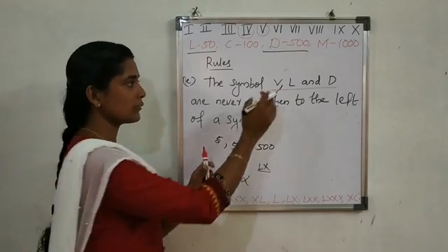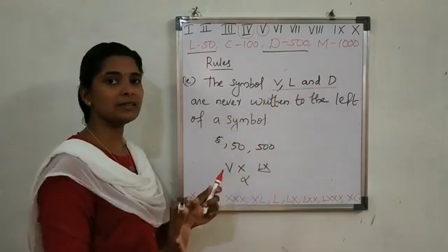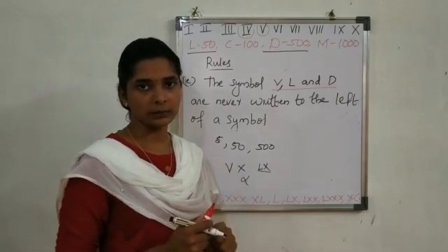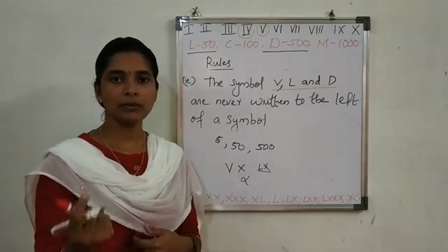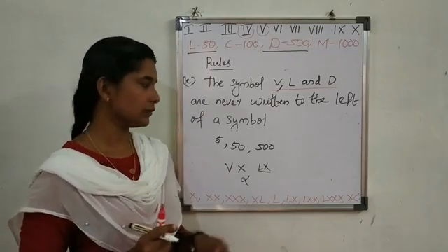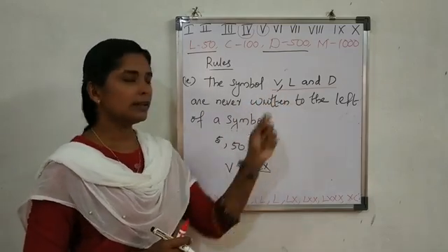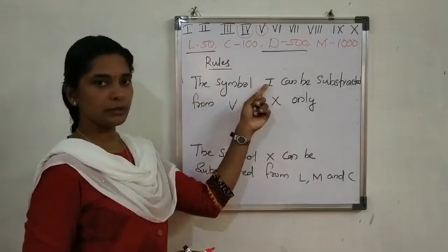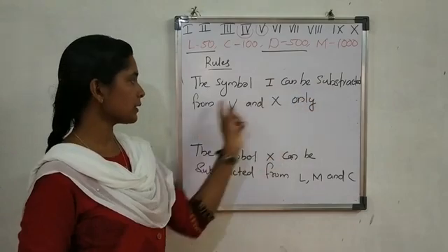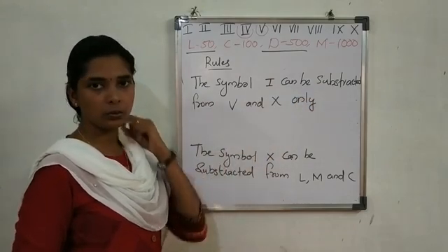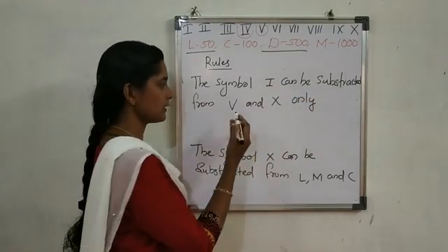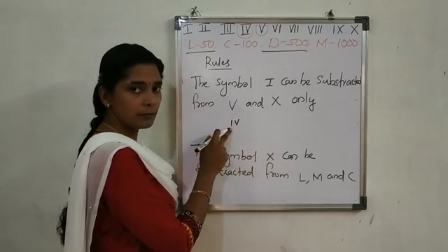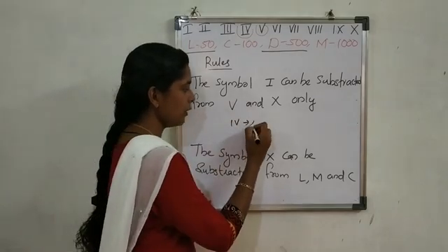That means V, L and D are never subtracted. If we write on the left side, that means we have to do subtraction, subtracting the smaller one from the greater one. So V, L and D are never subtracted. The symbol I can be subtracted from V and X only. Subtracted means we have to write it on the left side. We write IV: 1 is subtracted from 5. This is 4.